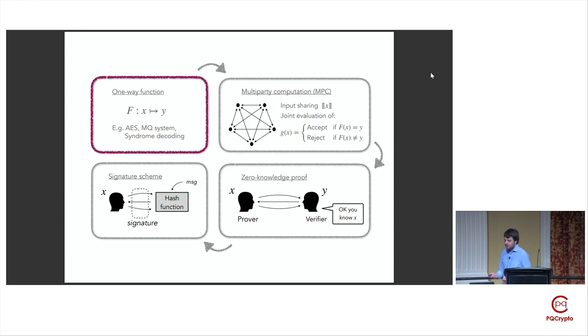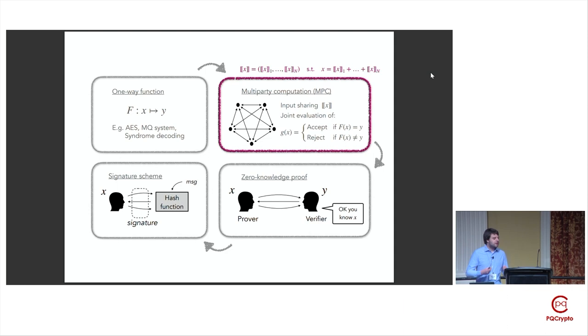Then, we will build an MPC protocol, a multiparty computation, where each entity, each party of the multiparty computation, will take a share of the sharing of the pre-image. And the idea is that all the parties will jointly compute a function G, which accepts if the given input is really a pre-image of the one-way function, and rejects otherwise. I will go into more detail just after.